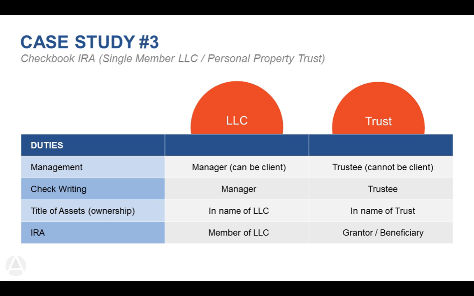Now, as opposed to using an LLC, a trust cannot be managed by the account holder. A trustee is inherently a fiduciary to the entity, and an IRA holder cannot act in a fiduciary capacity to itself. So the trustee in a trust would need to be a trusted individual or a third party. The check writing of that trust would be done by the trustee. The title of the assets, just as in the LLC, would be in the name of the trust in this instance. And the involvement of the IRA in this structure would be the grantor beneficiary of the trust as opposed to being the member of the LLC.